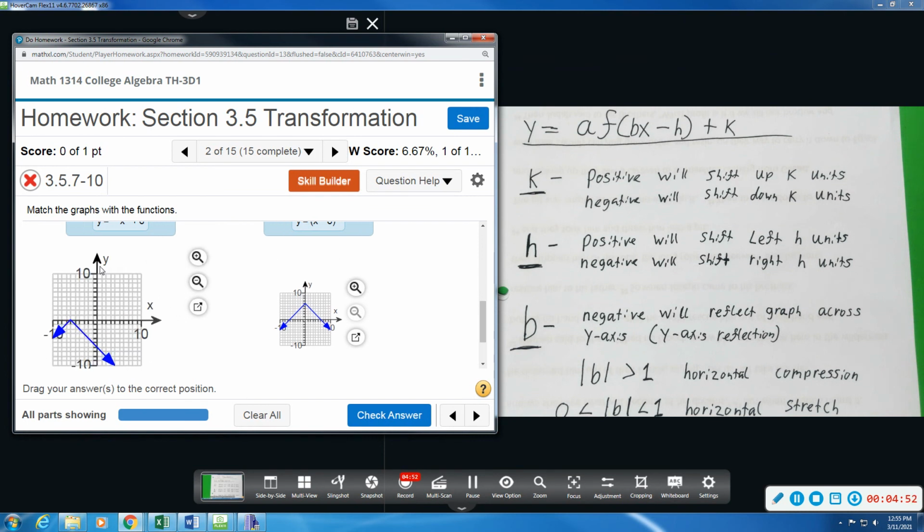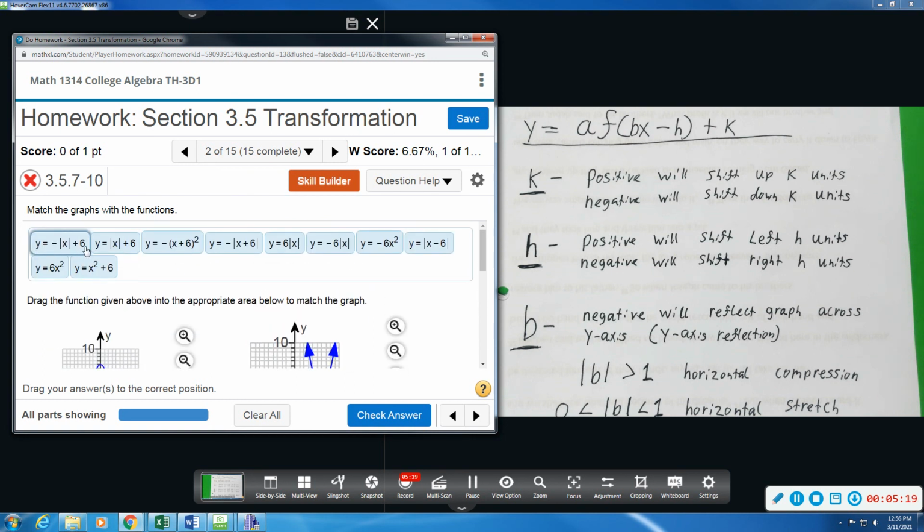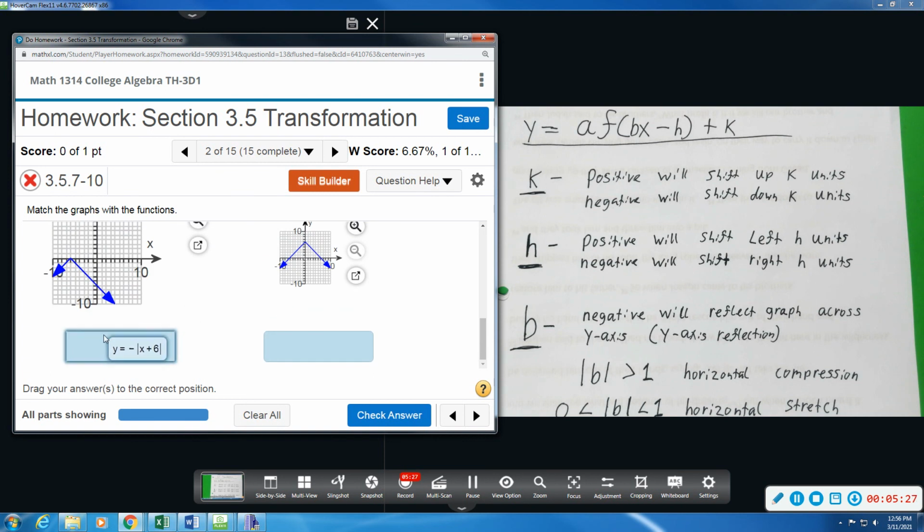This graph appears to have been flipped down across the x-axis, and shifted left 1, 2, 3, 4, 5, 6. So it looks like left 6 units. So I'm looking for absolute value. What moves it left will be a positive. So I want to see a +6 in the absolute value and a negative out front. So I'm looking for absolute value with a +6 inside and a negative out front. This one right here, we're going to drag and drop.